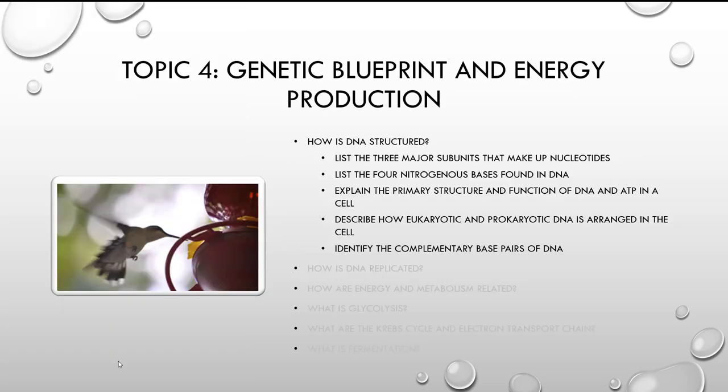All right, so that's it for our first part of topic 4, how is DNA structured? By now you should be able to list the 3 major subunits that make up both the DNA and RNA nucleotides. You should be able to list the 4 nitrogenous bases found in DNA, as well as RNA. You should be able to explain the primary structure and function of DNA and ATP in the cell. Well, we didn't talk about ATP, but the primary function of DNA in the cell is that it contains the genetic information. ATP is involved with energy.